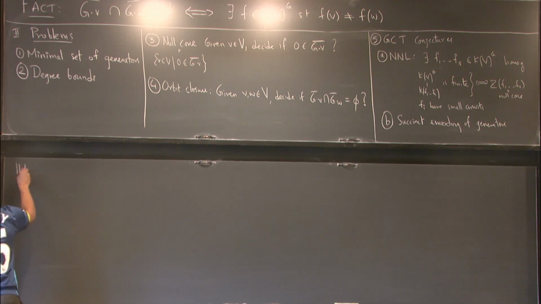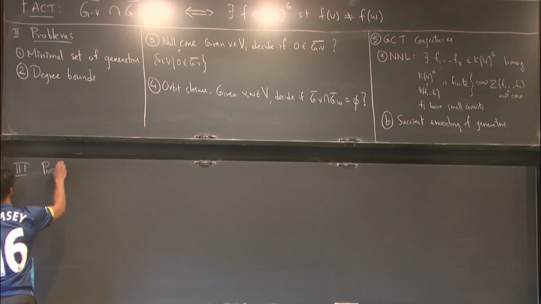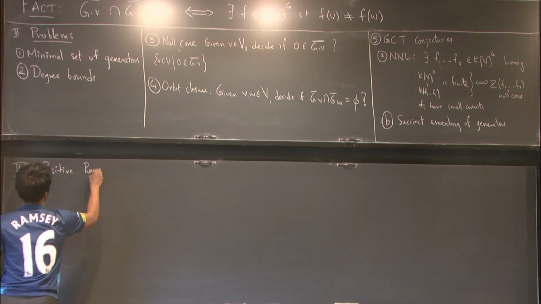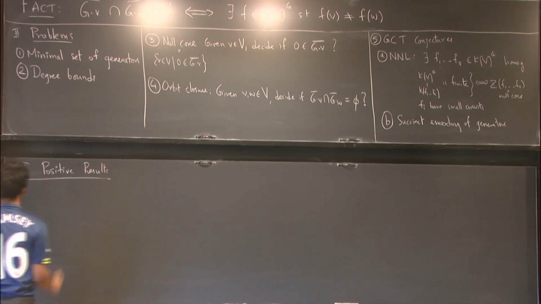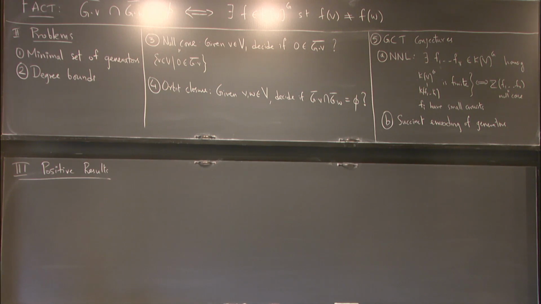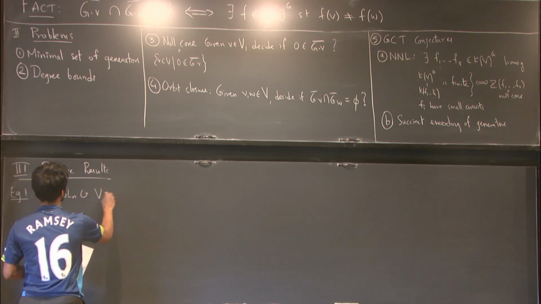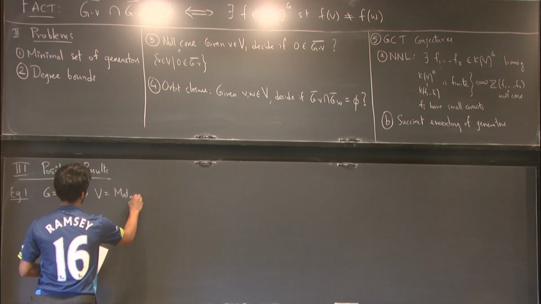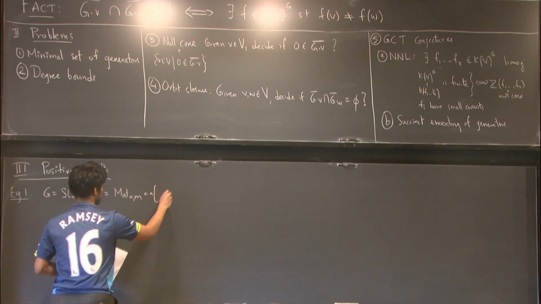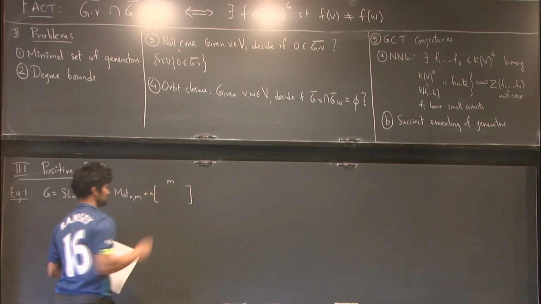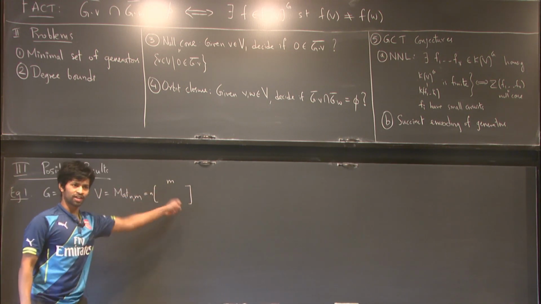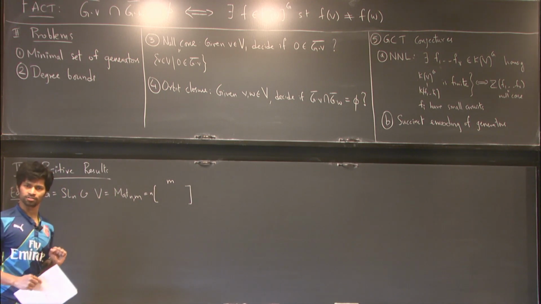Here I come to the third part of my talk, which is positive results. To begin with, my first example wanted to be something that's about as elementary as I can think of, and yet somewhat non-trivial. So the example that I'm going to pick for the first one is, my group is going to be SL_n, and my vector space is going to be n by m matrices. Just so that we're clear which one is n and which one is m, the size of the columns is n, and the action is by left multiplication.